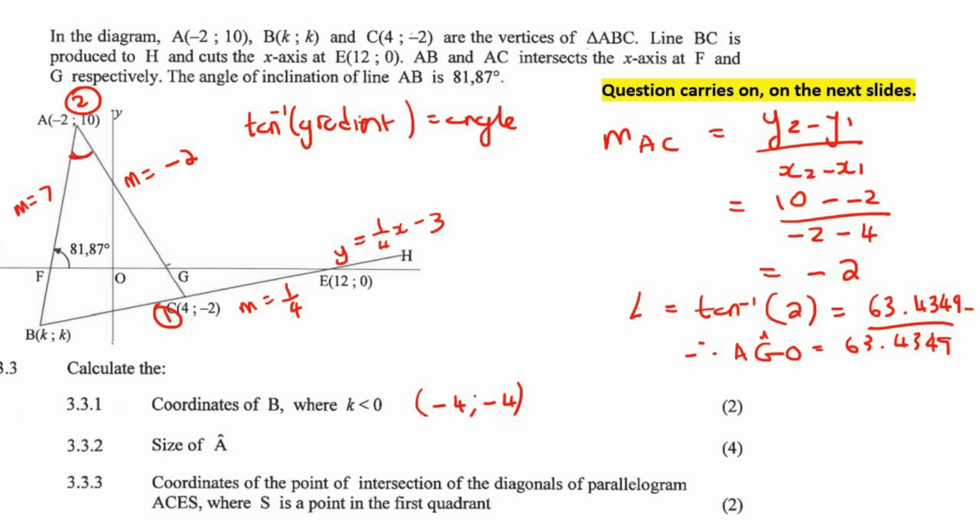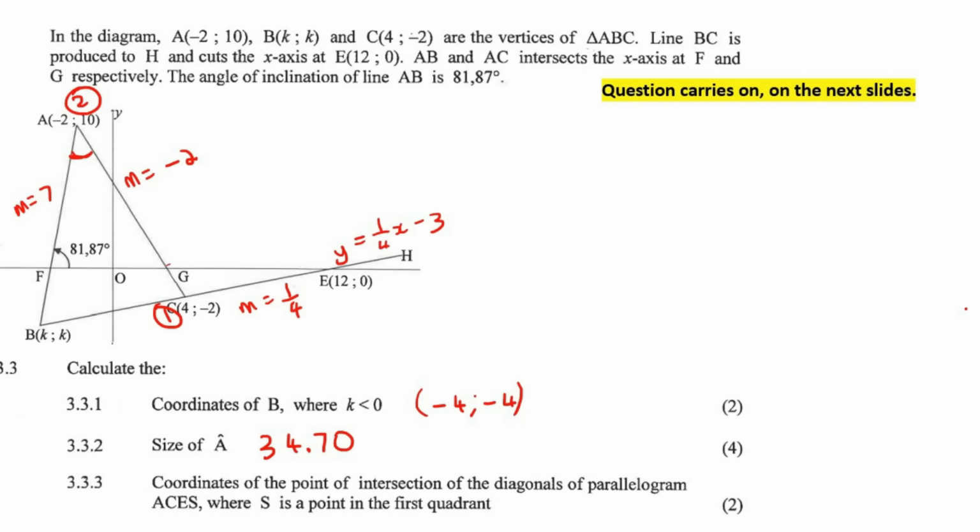Now we can work out this angle A by saying 180 minus 63.4349 minus 81.87, and the reason for that is the sum of angles of a triangle. And if you had to work out angle A, we should get 34.70 degrees.